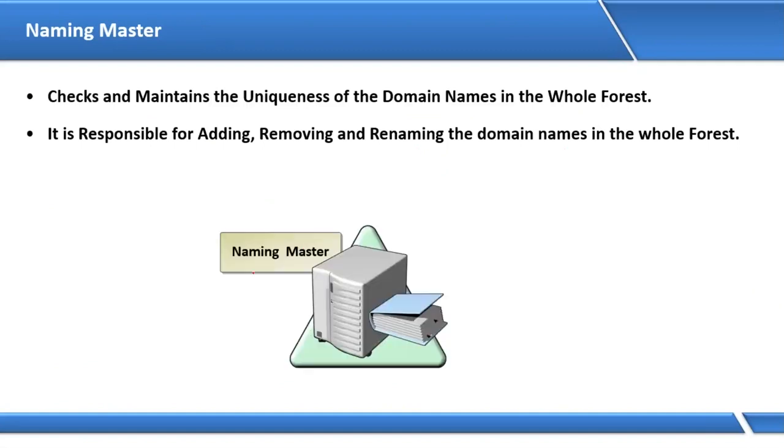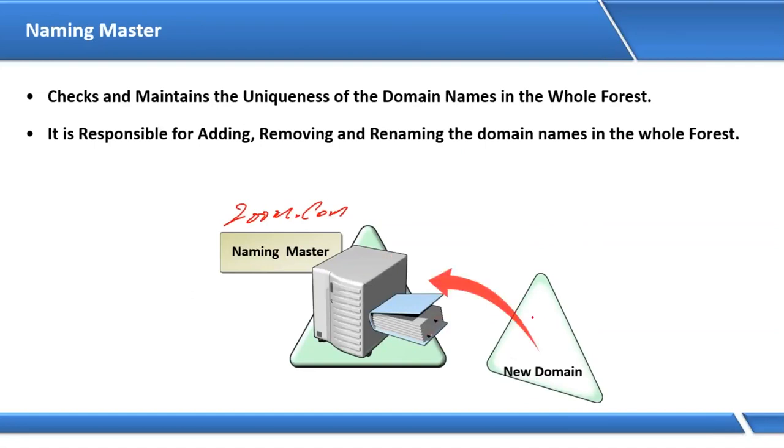Example, I have a DC, that is my zoom.com, and the naming master role is working here. Now I'm adding one new domain. This new domain information will update to my zoom.com domain's DC by the help of the naming master role. So please copy this page.